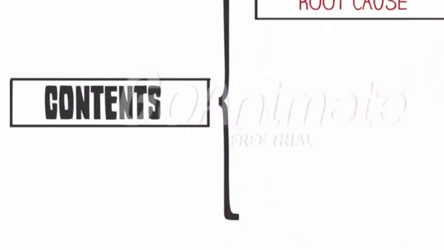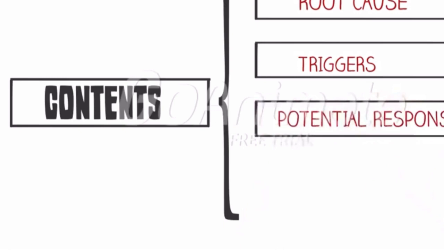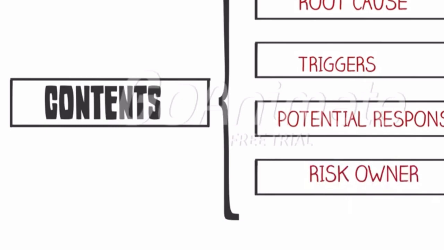Root cause. This column is about the cause that would be causing the risk. Triggers. Triggers are something which indicates that a risk is about to occur or has already occurred. The next one is potential response. Potential response is the action to be taken if the risk occurs. Risk owner identifies who is the owner of the risk, who is responsible for tracking the risk. Also, the risk owner needs to manage the risk response if the risk occurs.